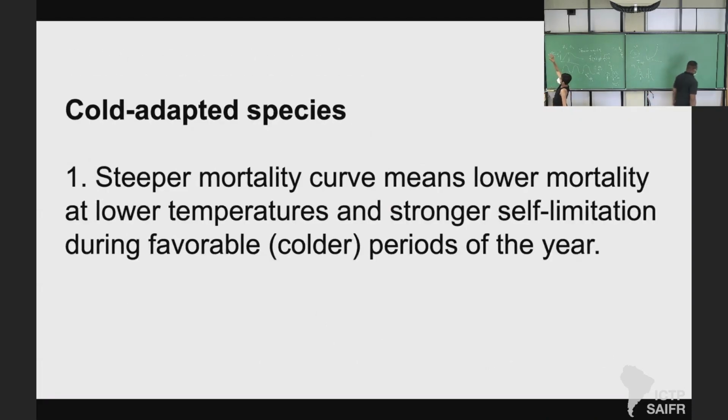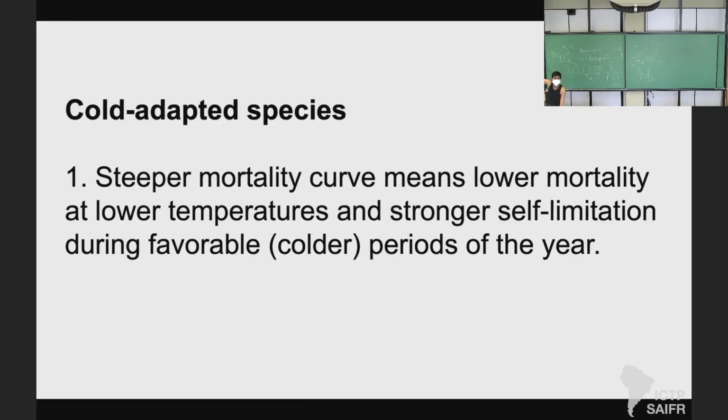So here in words, steeper mortality curve means lower mortality at lower temperatures and stronger self-limitation during the favorable time for its species. Now do you remember the whole storage effect thing? You should be mostly self-limited when the environment is favorable to you. And the steeper mortality curve actually gets you that. So you have very low mortality when it's favorable to you, very high mortality when it's unfavorable to you, which helps the other species because this is favorable to the other species, this is unfavorable to that species, right, your competitor.